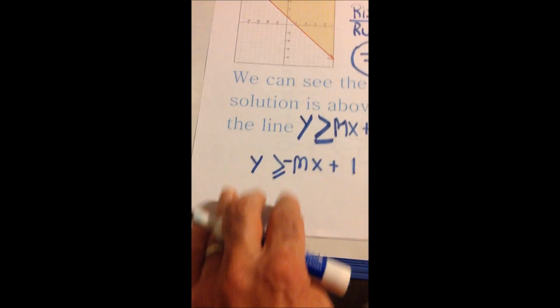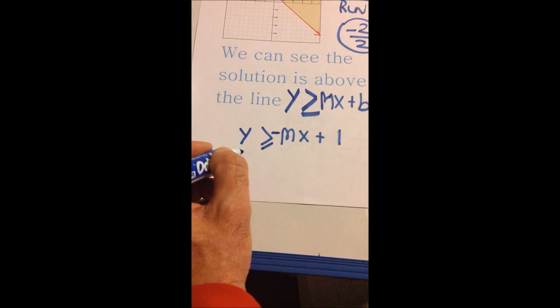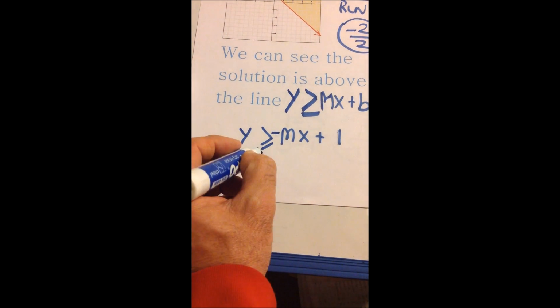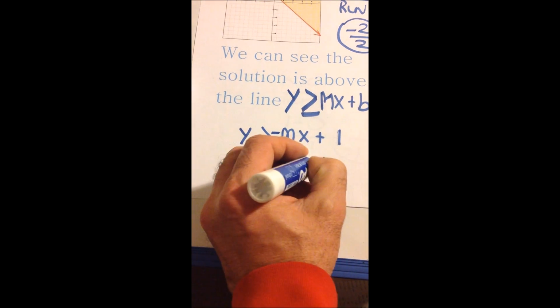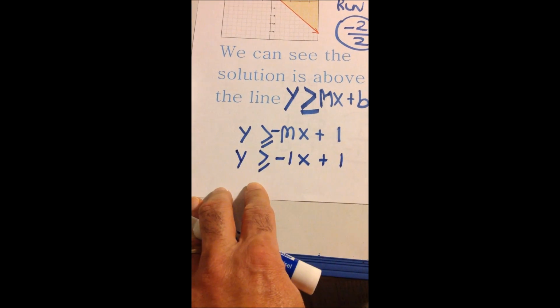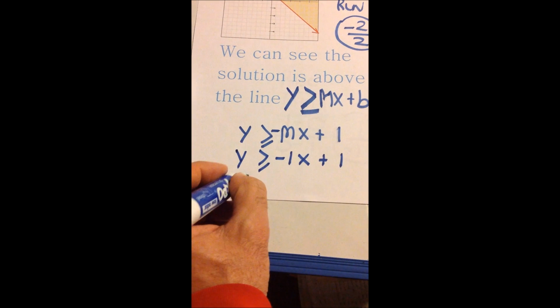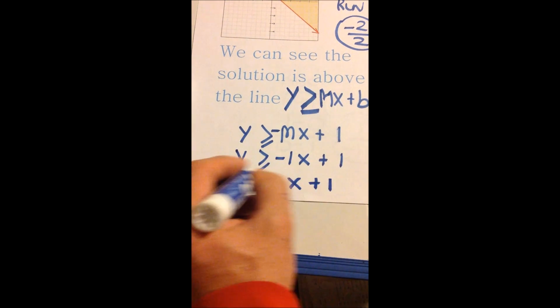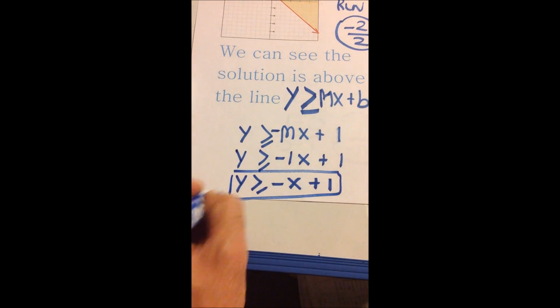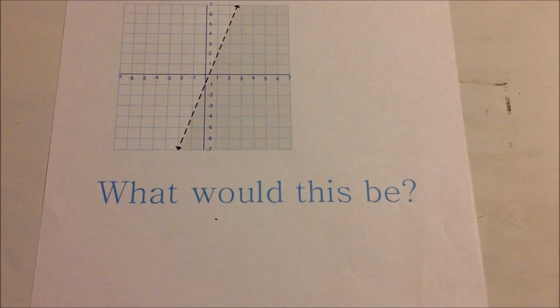So now we know our equation. We'll bring it here. Y is greater than or equal to negative 1x plus 1. In fact, you don't even need the negative 1. You can just say y is greater than or equal to negative x plus 1. That's the solution. Okay?